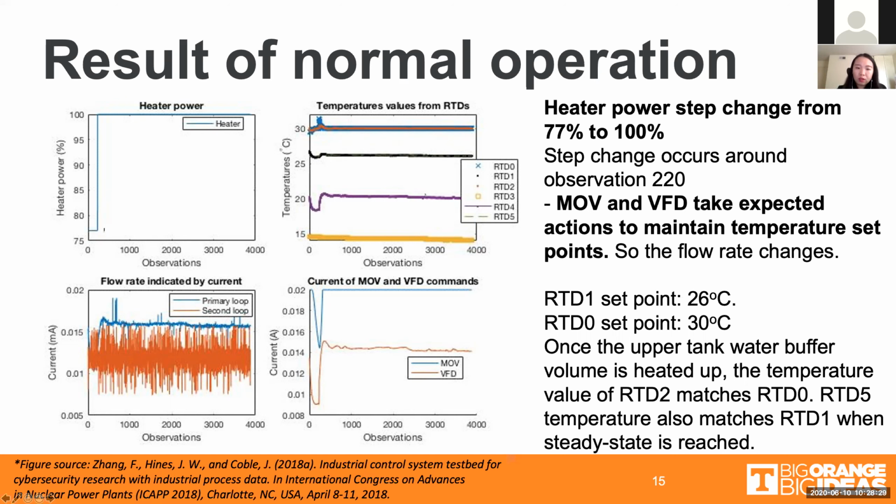And these two temperatures are from the secondary loop, so it depends on the building temperature. That's why it's not totally steady. It has some trend. But these are the temperatures we want to control at the set point. So we can see the MOV and the VFD has issued some command itself to maintain this temperature at a set point. Through this, I just want to say that the flow loop can maintain the steady state under normal operation.